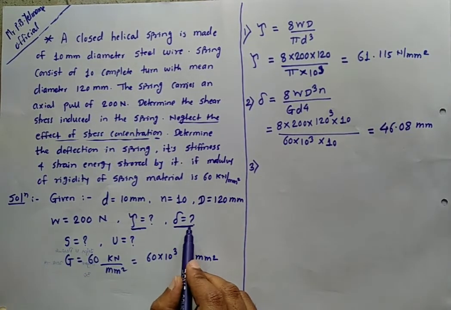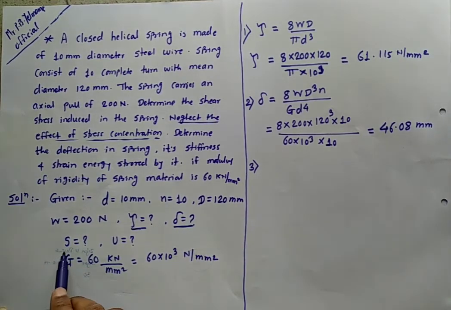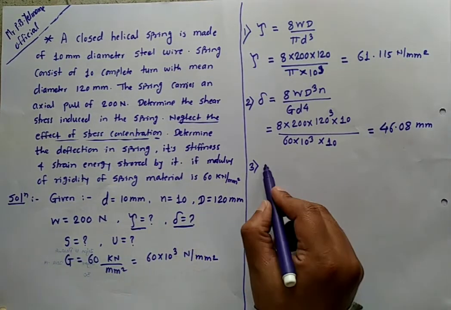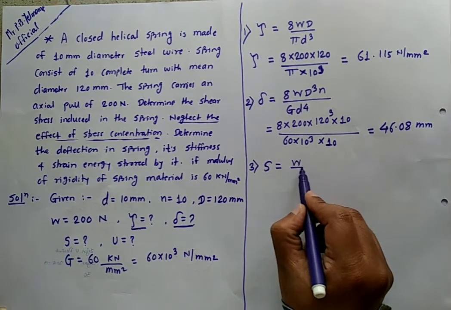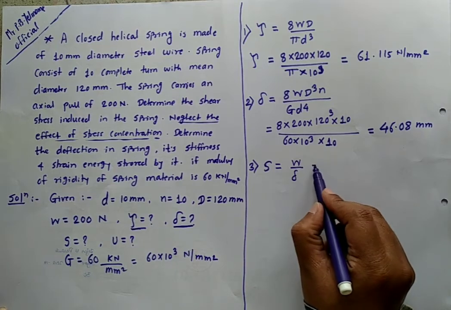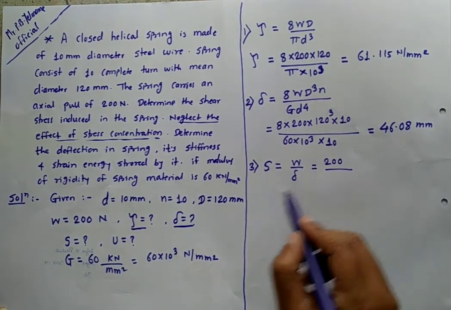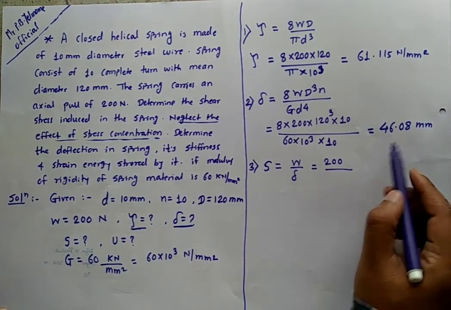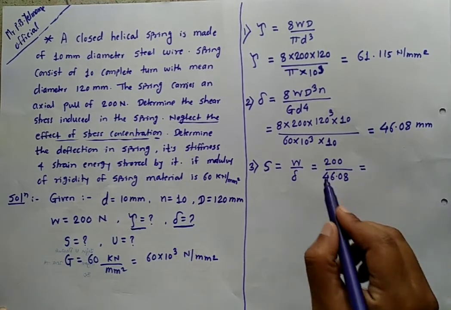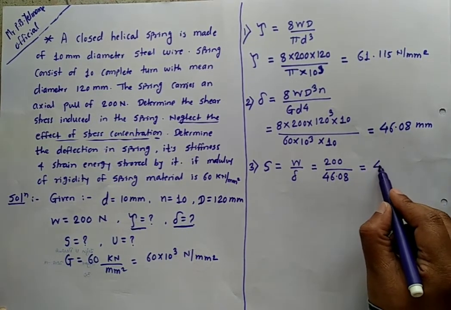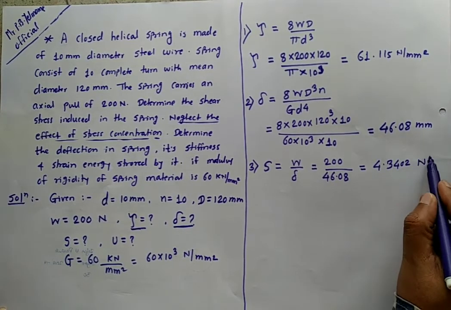Our second term, delta, has been calculated, which is 46.08. Third term is stiffness. Stiffness is the load per unit deflection. The value of load is 200 Newton, and delta is 46.08. By calculating this term, the answer becomes 4.3402 Newton per mm.